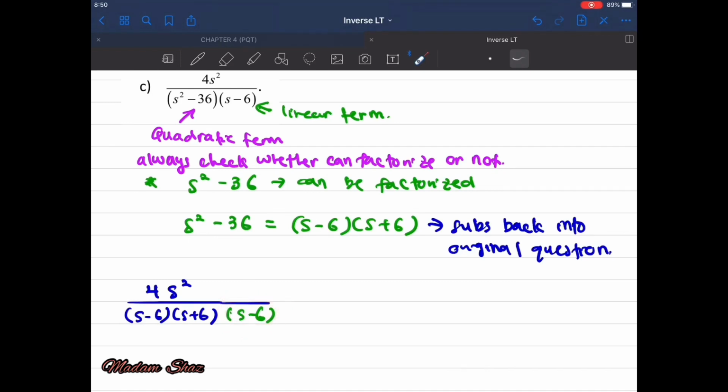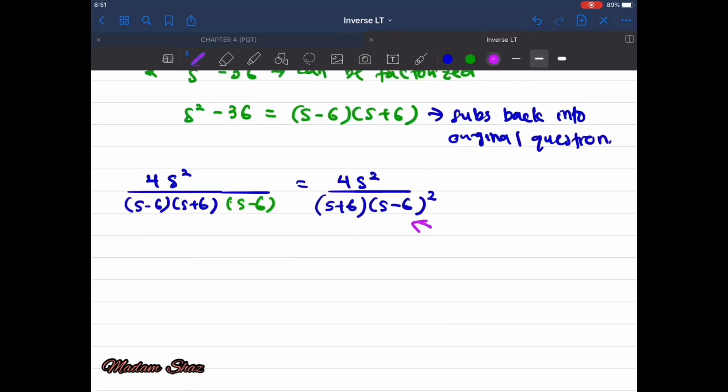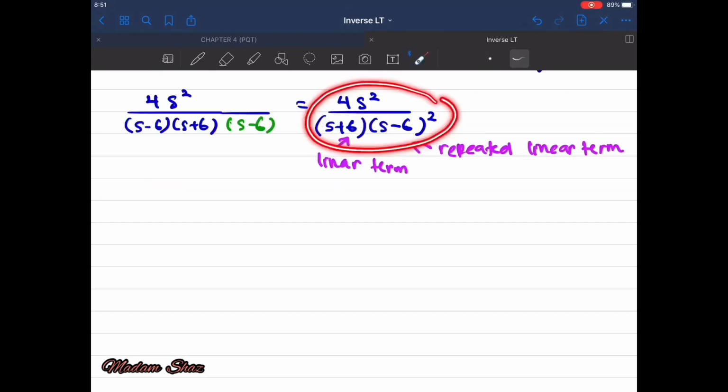So the s minus 6 here is from the original s minus 6. As we can see here, there are two terms of s minus 6. Therefore, this one will become a repeated linear term. So this can be written as 4s square divided by the whole thing, s plus 6, s minus 6 with the power of 2. So this one will become a repeated linear term. Now write this in terms of partial fractions.